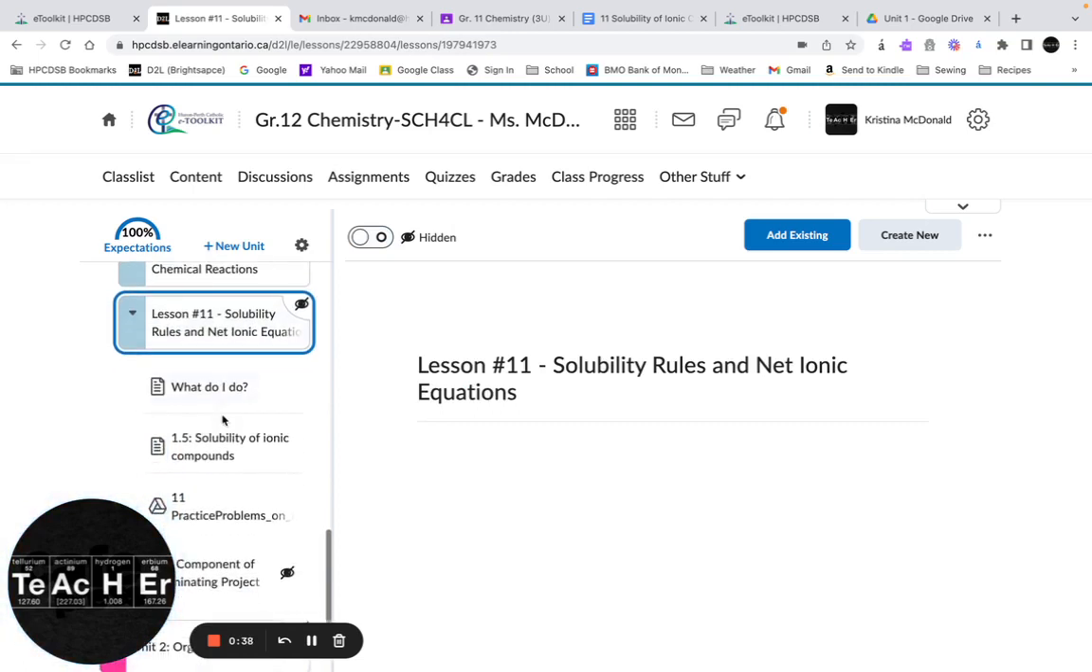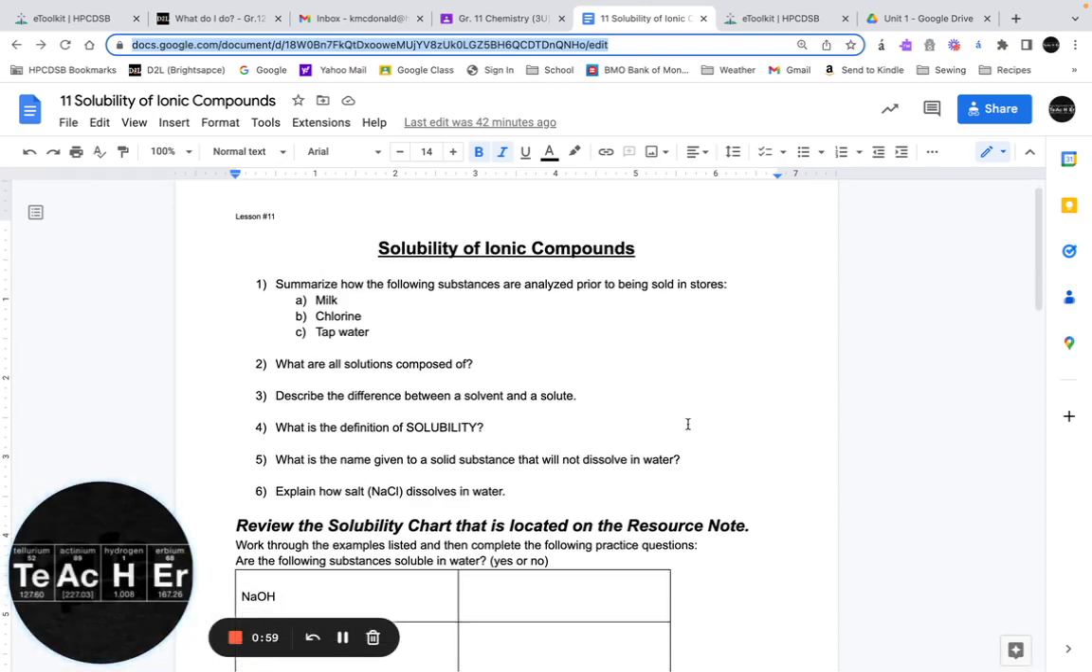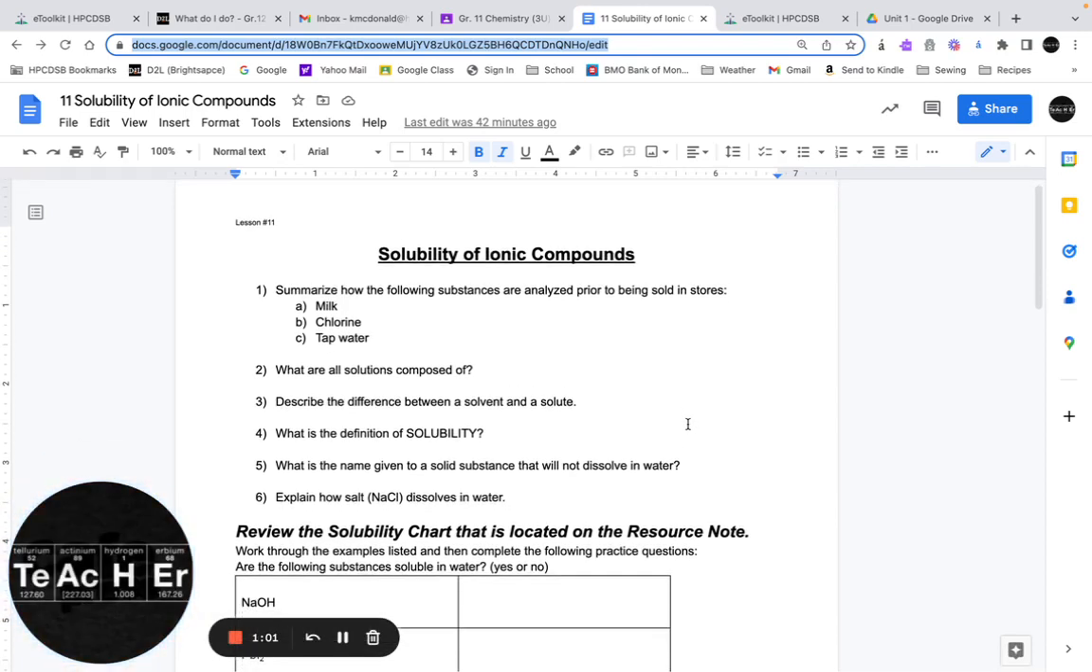You'll be able to come in here and click on "what do I do?" And when you click on that, there will be a resource note that you can access. It's also right here under "what do I do?" And then you can also click on the summary note. I'm just going to toggle around here. Here is the summary note for you.